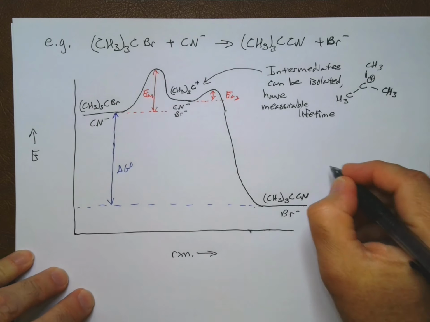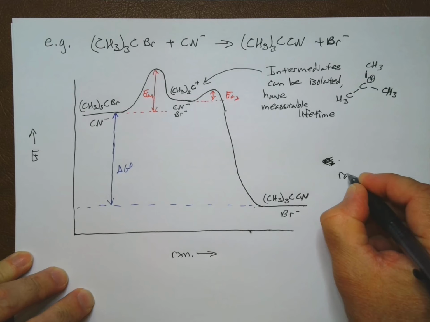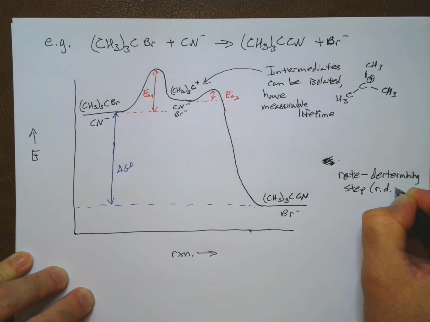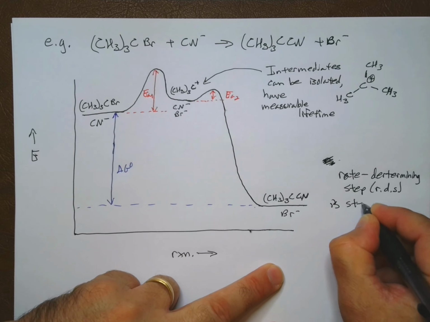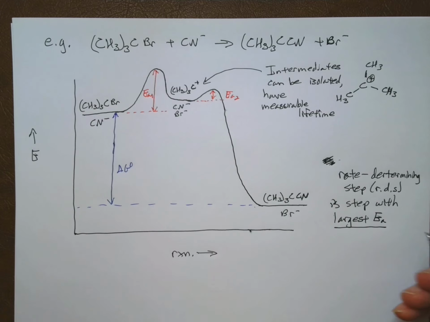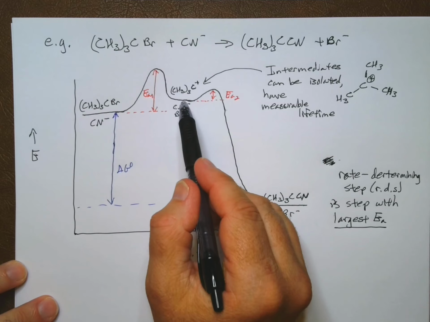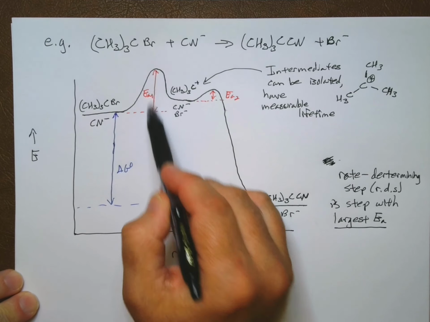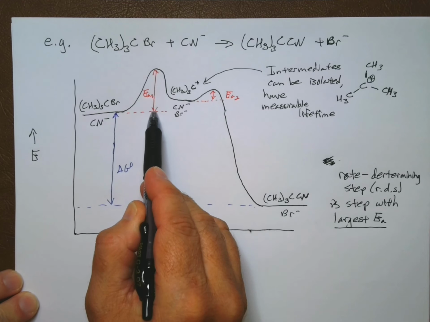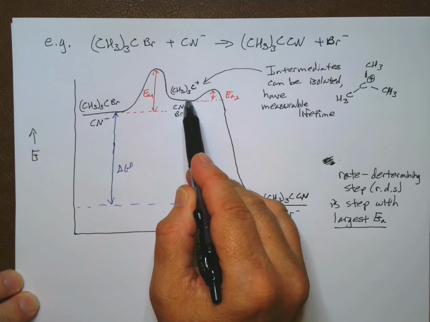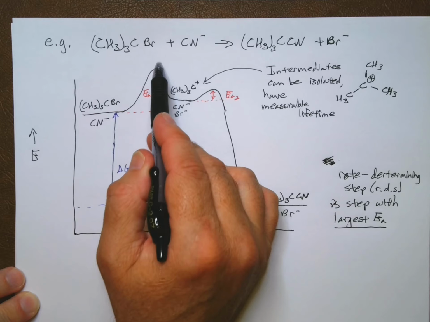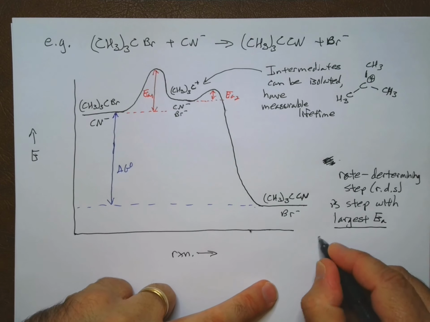Now, let me write this out here. Rate determining step: which step is going to determine the rate of the reaction? Well, it's going to be the step with the largest activation energy. And remember, you want to measure from the bottom of the previous low point. So EA1 is from here up to the peak. EA2 is from here, the energies of the intermediates, up to that second peak. So step 1, step 2. EA1 is bigger than EA2. Step 1 is the RDS in this case.